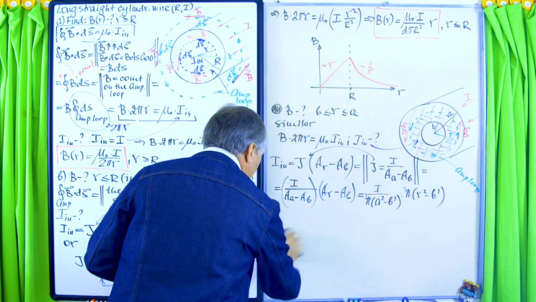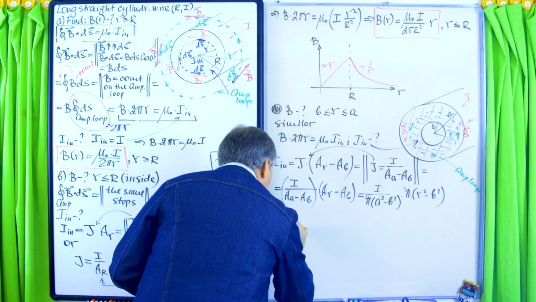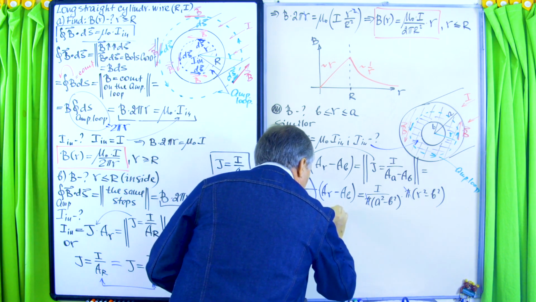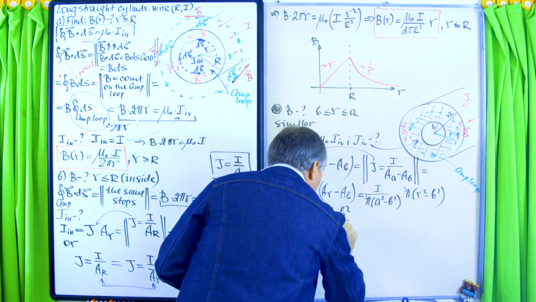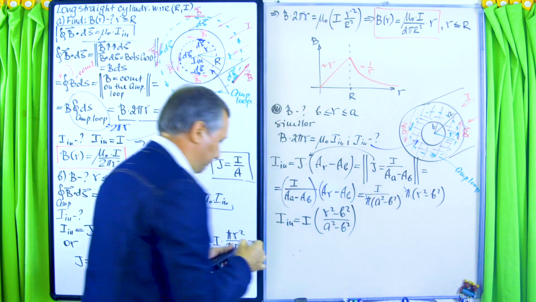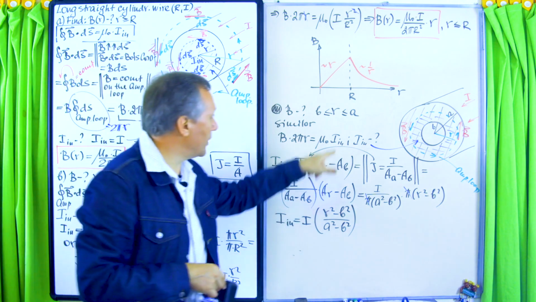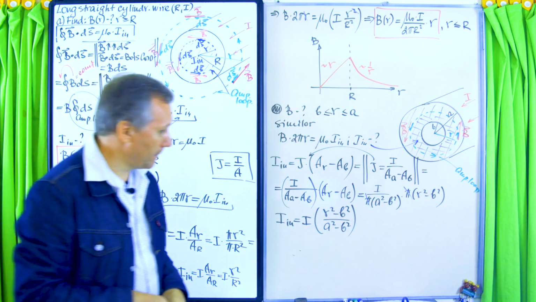Okay, I need to erase this. So as a result, I enclosed has this more complicated structure: I times r squared minus b squared divided by a squared minus b squared. So that's I enclosed, and now we can plug it in here and solve for B. I'm not going to do it, right?